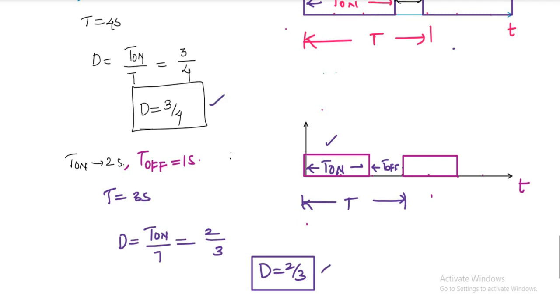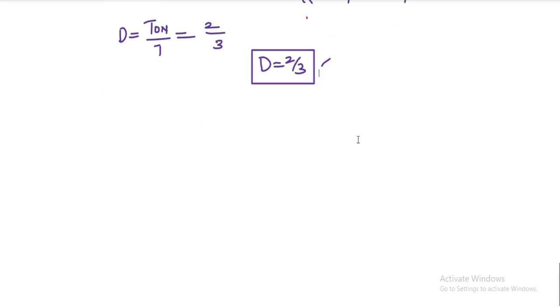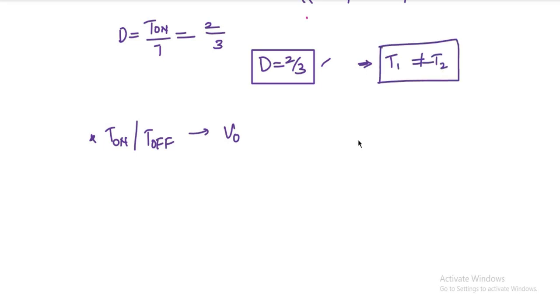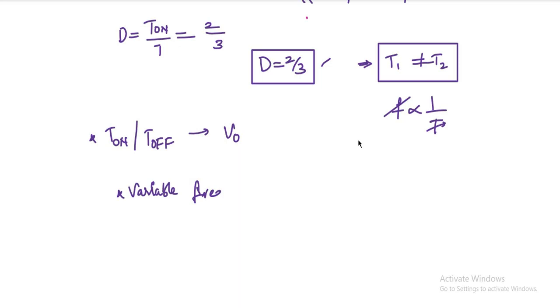If you want to change the value of the output voltage of the converter, we are going to change the value of T on or T off, so that we can change the value of output voltage. If you observe here, the time period for the first method is different from the time period for the second method. As the time period is varying, the frequency is also being varied. That's why it is called variable frequency control. So this is about duty ratio control. I hope you understand. Thank you.